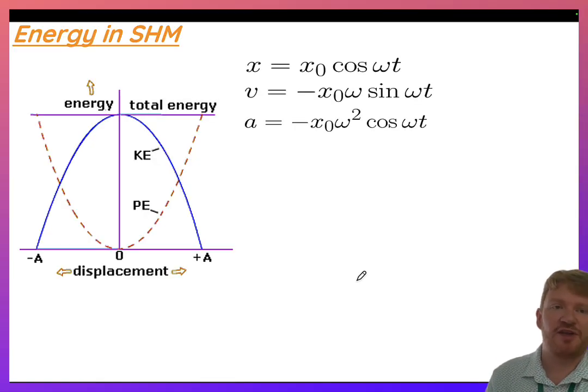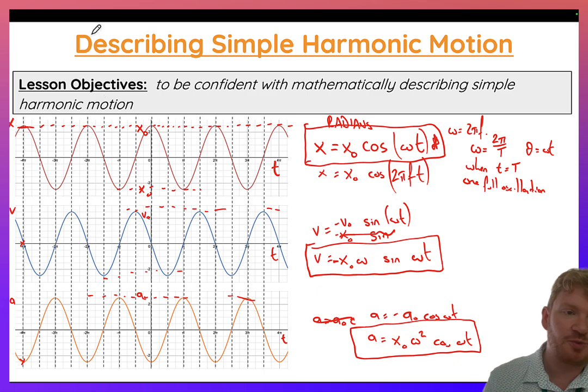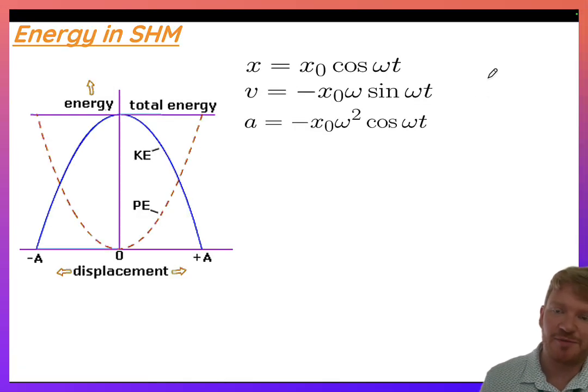Now, often you're asked to think about the energy that goes on in simple harmonic motion. If we go back to these graphs, we can see that when it has its largest displacement, it has its zero velocity. When it has its smallest displacement, it has its maximum velocity. If you think back to different examples of it, that kind of makes sense.